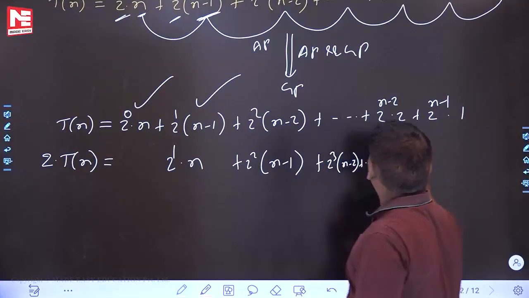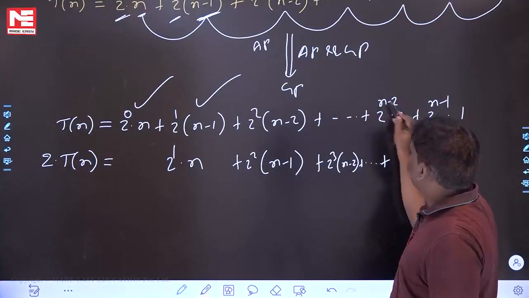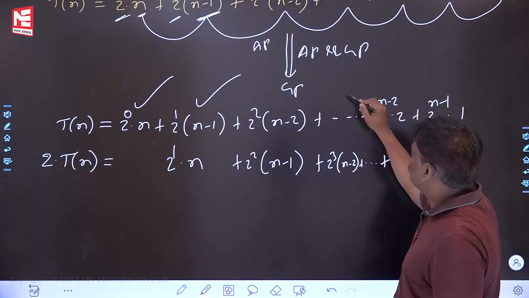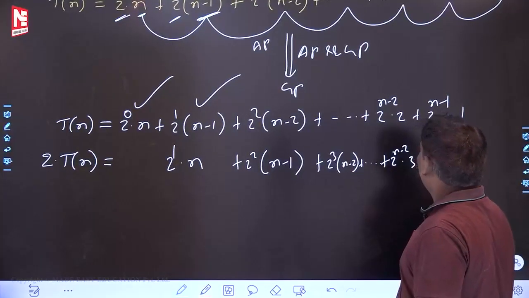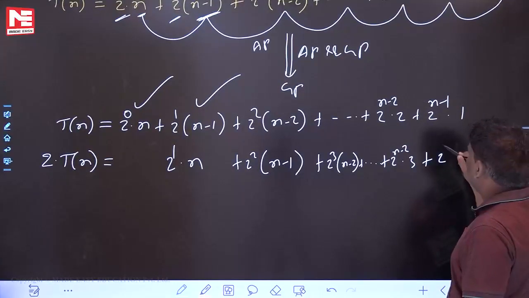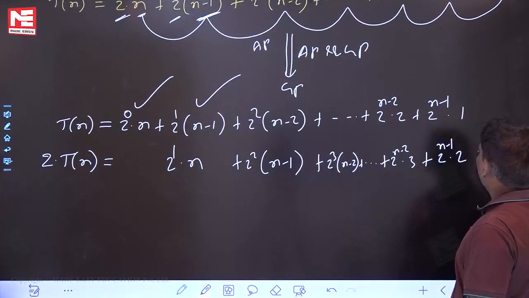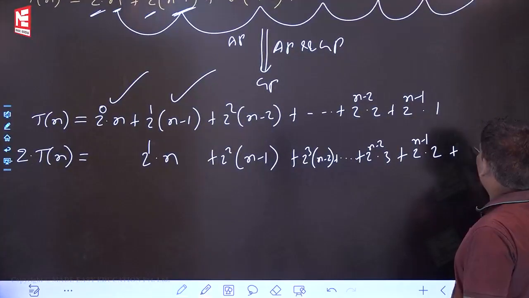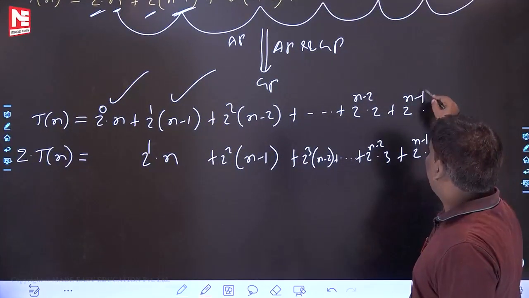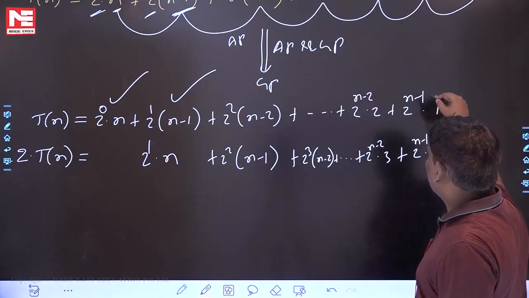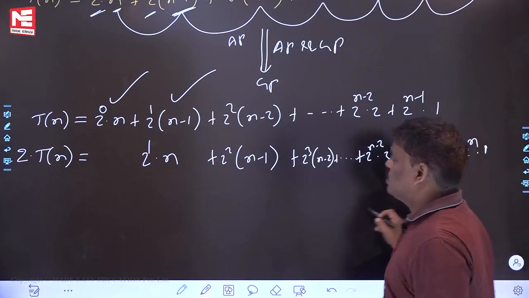Now, the term before this is 2 power n minus 3 into 3. Multiply by 2: 2 power n minus 2 into 3 will come. This also multiplied by 2 gives 2 power n minus 1 into 2. This also multiplied by 2 gives 2 power n into 1. And the last, 2 power n minus 1 into 2, means 2 power n. Right? Like this.